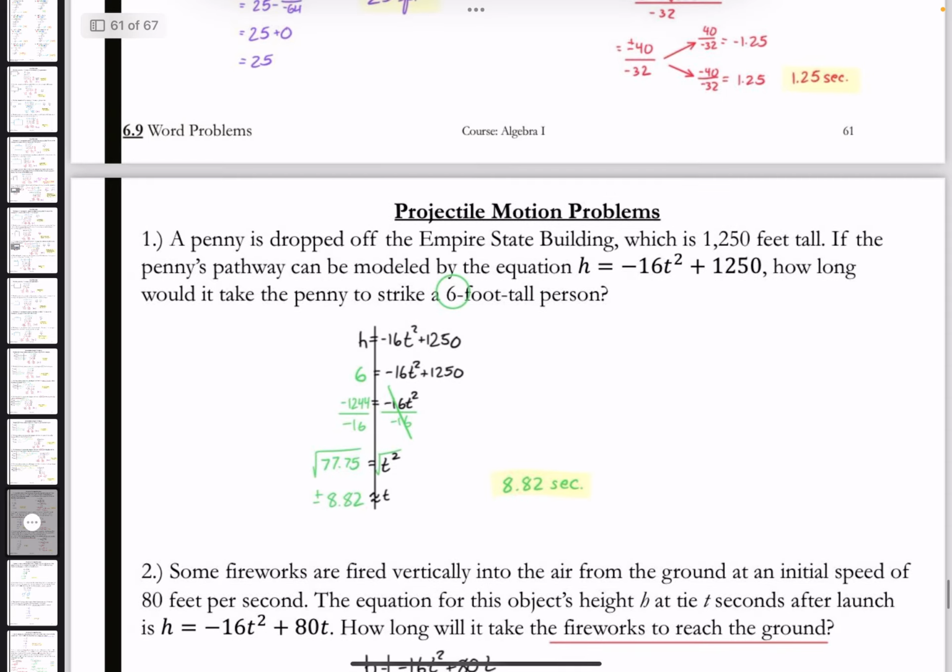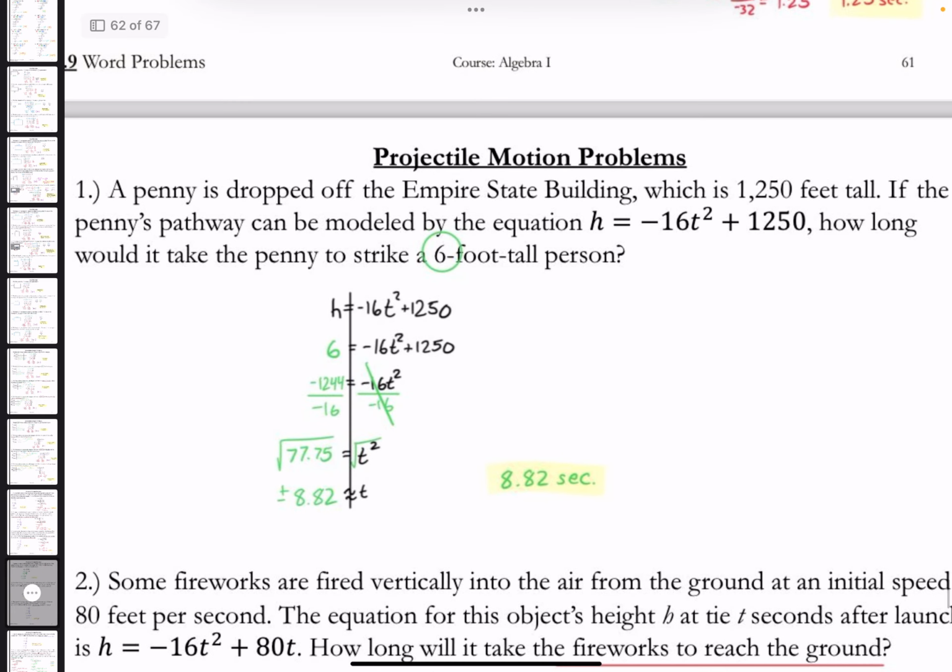Here is the answer for that problem. You get about 8.82 seconds. It's not positive negative, it's just positive because there is no negative time. We're not going into the quantum realm here. Go ahead and continue to practice with this. I know it's a lot, so please make sure you continue to check your answers as well.